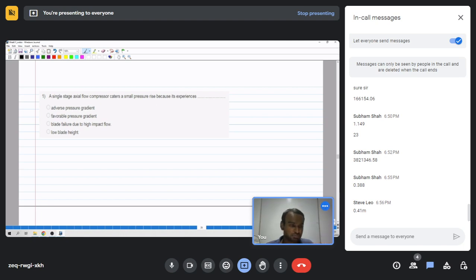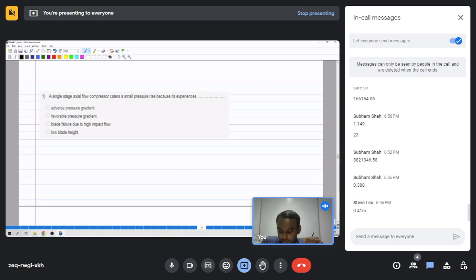Now I have noted one question on blade loading coefficient for centrifugal and axial compressors, and the next one is about the velocity triangle for both centrifugal and axial compressors. So next class, in the next week, I will start with this first.